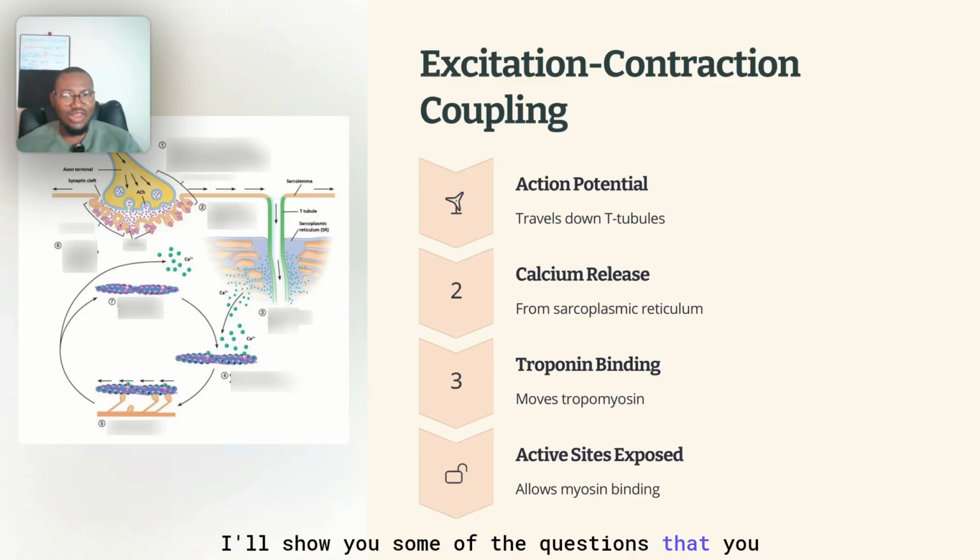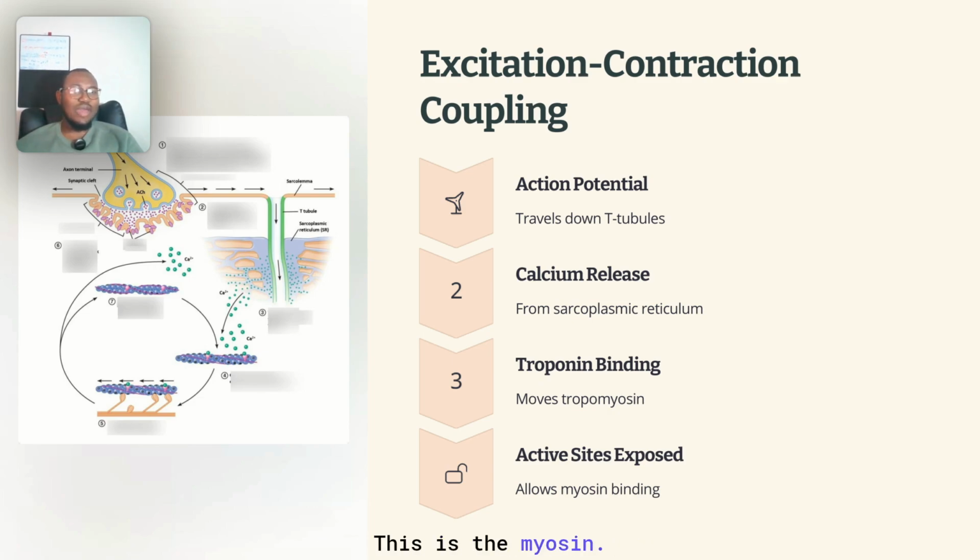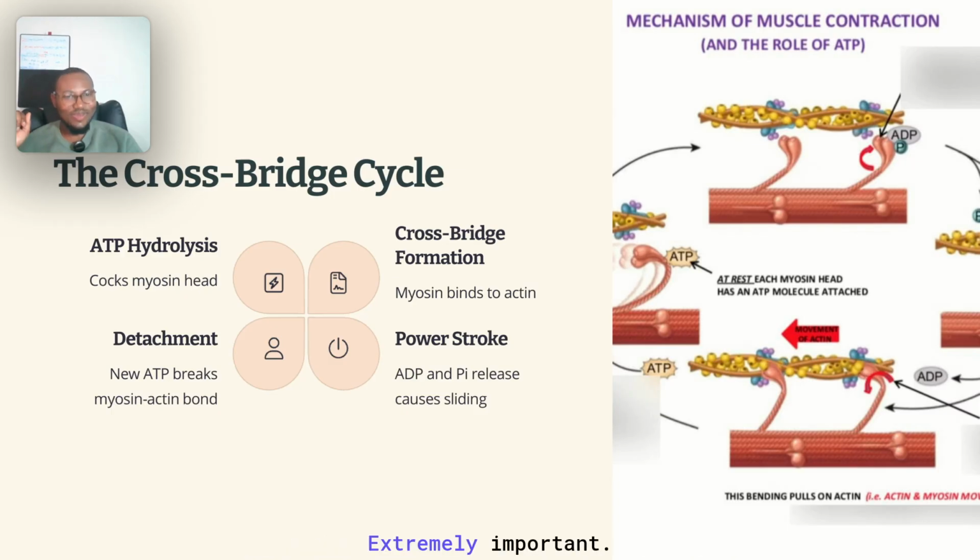I'll show you some of the questions so you understand what I'm talking about. Now, if you look at it very well, the calcium comes in and matches to the troponin. Troponin does what? Slides the tropomyosin open. Once it's open, what happens? This is the myosin. Myosin comes and latches onto the active site of actin and immediately leads to contraction. Extremely important for you to know this. So that's what we call the cross-bridge cycle.